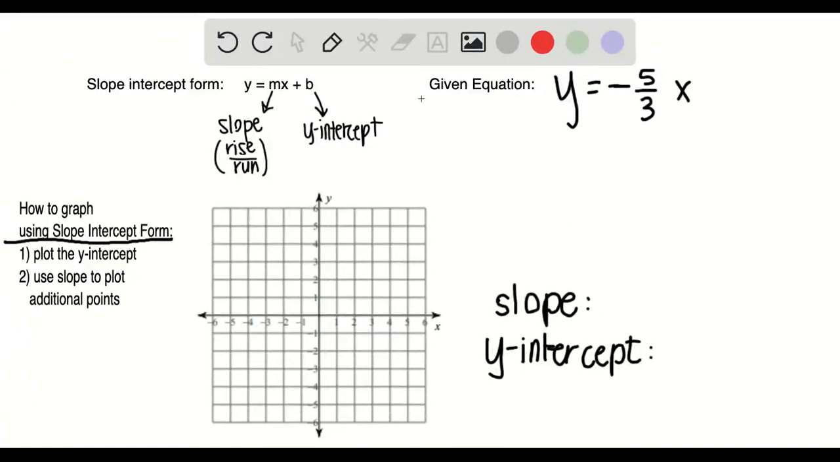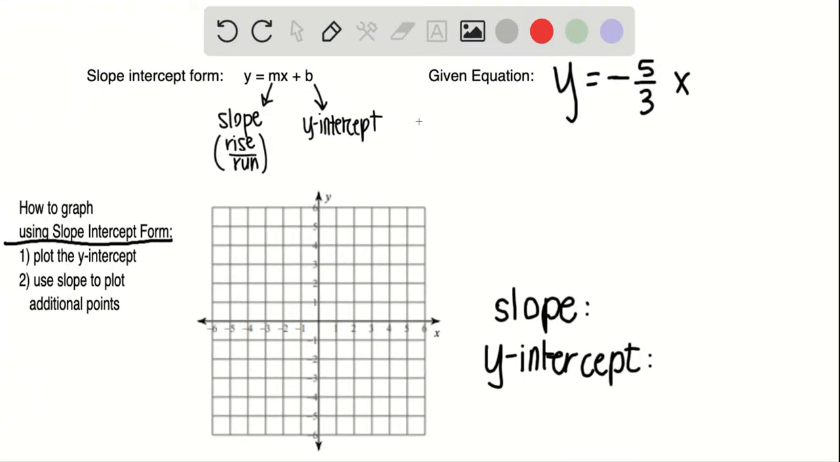In this problem, we're given an equation in slope-intercept form and are asked to graph it using the slope and the y-intercept. Our given equation is y equals negative 5/3 x. Let's go ahead and first find the slope and the y-intercept.